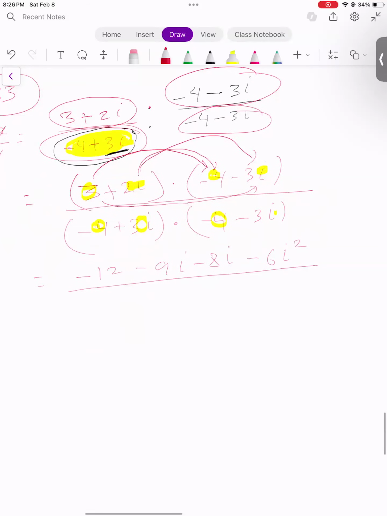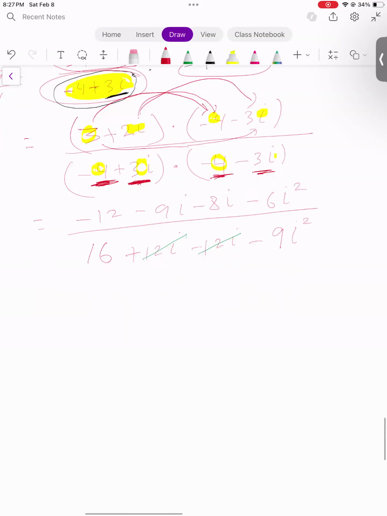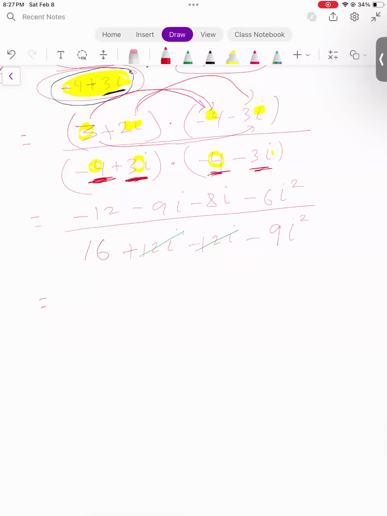In the denominator, use the same method. -4 times -4 is positive 16, -4 times -3i is positive 12i, positive 3i times -4 is -12i, and positive 3i times -3i is -9i times i squared. So these two are 0. Now we simplify and look for the like terms. -12 stays as it is. These two are like terms.